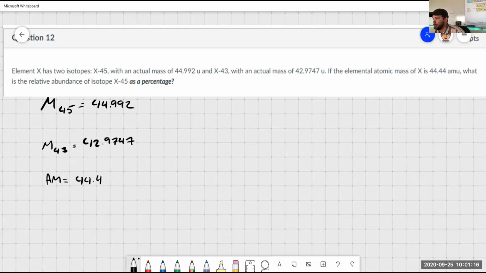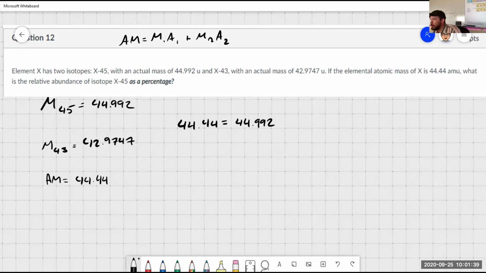So what we need to do is solve these by plugging them into that formula: AM equals M1 times A1 plus M2 times A2. So we need to plug these values into that formula and solve for those abundances. We'll be rock and roll, okay? So 44.44 is your atomic mass.